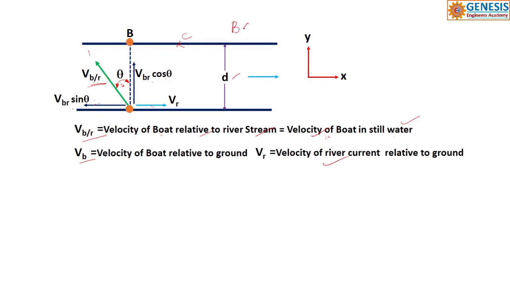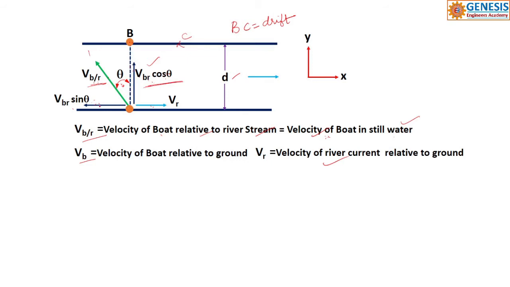BC is a drift. Now, I wanted to have this one. What is this? It is the velocity across. So instead of using VB, this may be VB. You understand? VBR cos theta is the vertical component and VBR sin theta is the horizontal component.